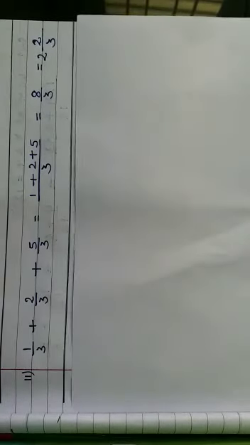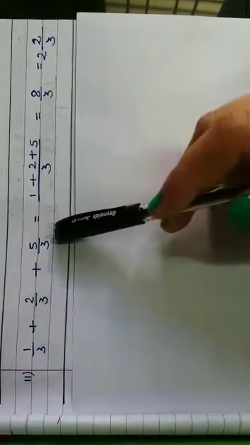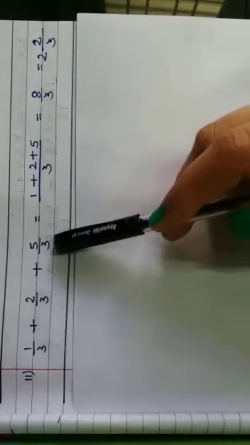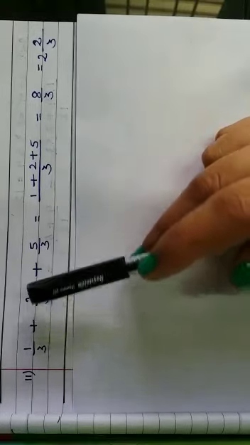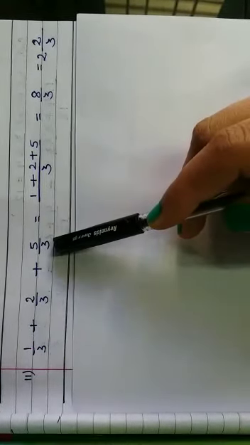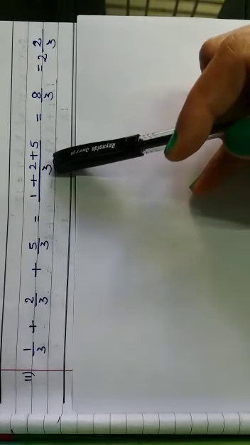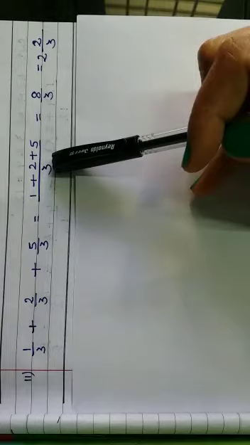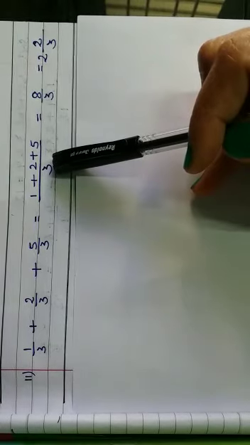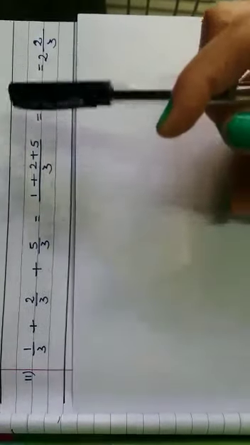So here we have to add 3 like fractions: 1 upon 3, 2 upon 3 and 5 upon 3. Again, as I told you, in case of like fractions, the denominator is just going to be same. We don't have to do anything. So the LCM is 3. Then we have to add only the numerators: 1 plus 2 plus 5. So that will be equal to 8.